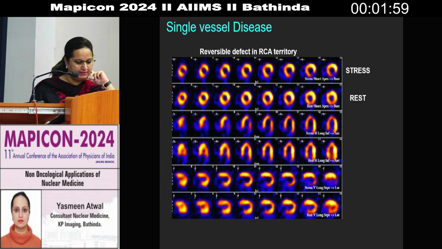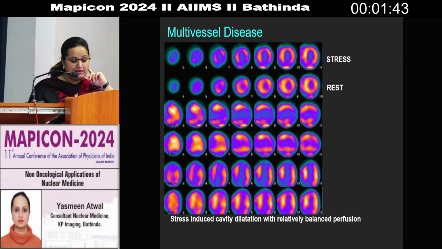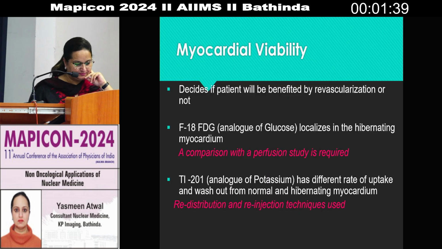It gives the EF. Now this is the single vessel disease and it is the LCX one. We see on the right side, there's a missing part. That is the right inferolateral. It is the inferolateral territory, that is LCX territory. This is the multi-vessel disease. Inferior wall is deficient in the uptake.